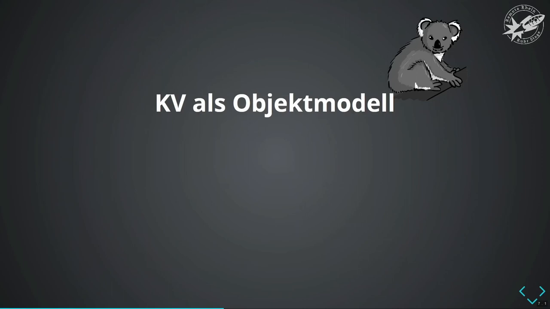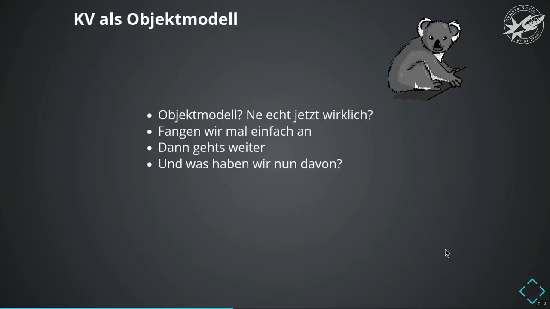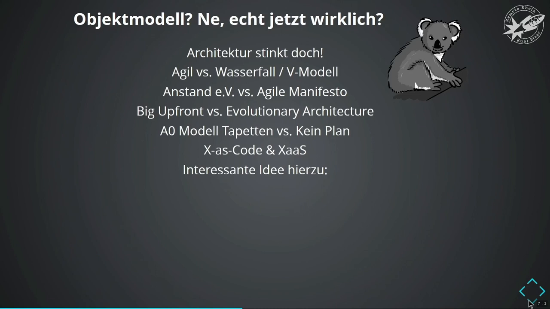What object model? CodeFreezR also looked at me strangely about this. Oh, that's architecture. It's weird. Can't you remember all of these discussions we had in the project already? Agile, or is it waterfall? Is it the Agile manifesto, the big upfront, or something evolutionary? A0 models versus no plan at all, docs as code, design as code, diagrams as code, architecture as code, something as a service. Oh, we know all of this.